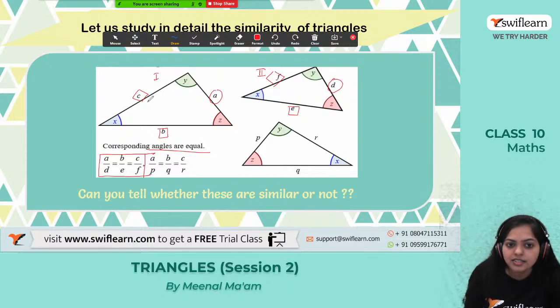And the next one is the corresponding sides: A upon D is equal to B upon E is equal to C upon F. Got it everyone?